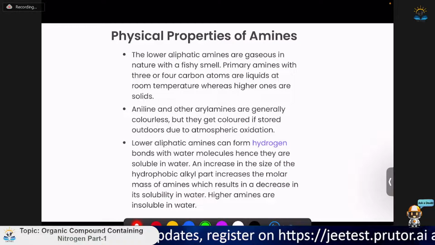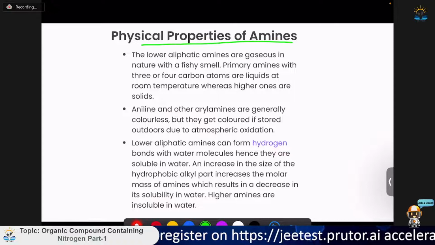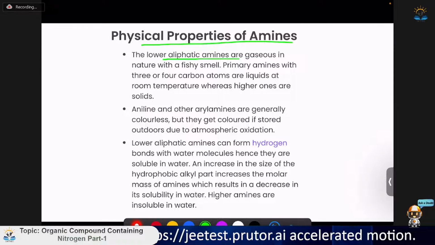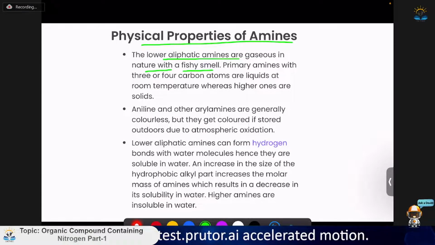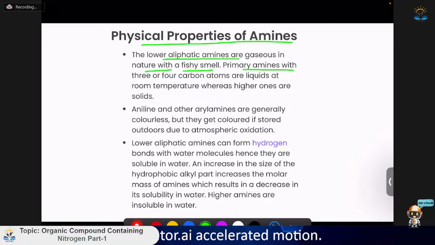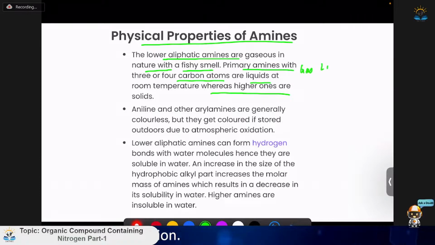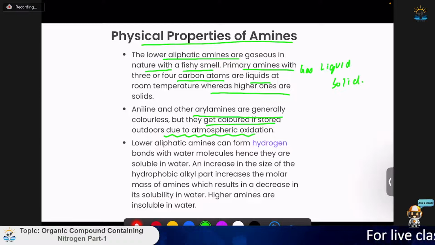Now, what are the physical properties of amines? The lower aliphatic amines are gaseous in nature and they have a fishy smell. Then primary amines with 3 or 4 carbon atoms are liquids. So first gases, then liquids, and then solids, as we move higher up in the series. Aniline and other aryl amines are generally colorless, but they get colored if stored outdoors due to atmospheric oxidation.